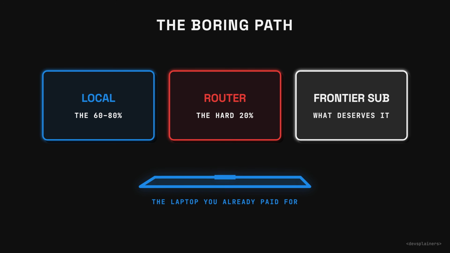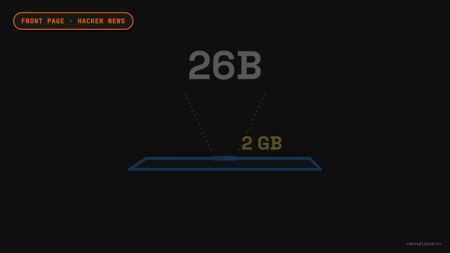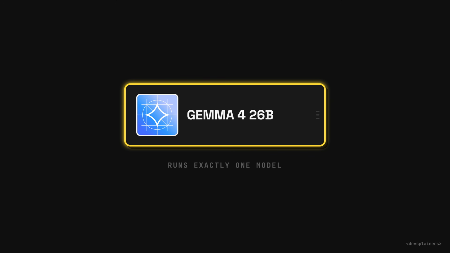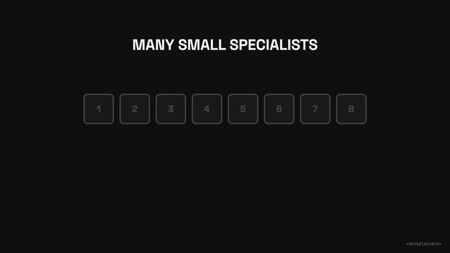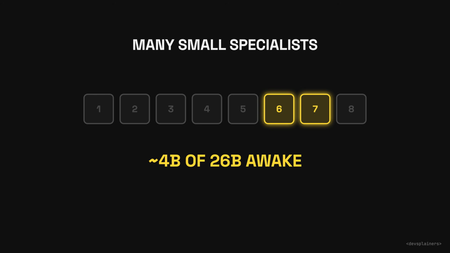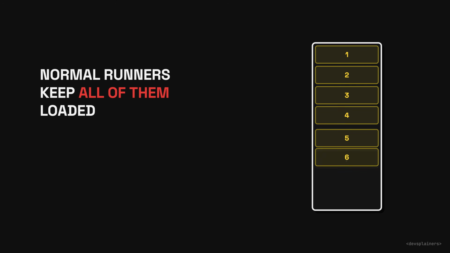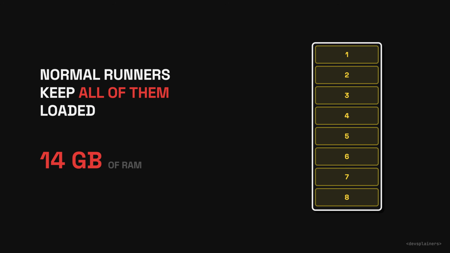The Hacker News project from our opener is called turbo-fieldfare, and it runs exactly one model, Google's Llama 4 26B, a mixture of experts design, meaning it's built for many small specialists and each word only weighs about 4 billion of the 26 billion parameters. Normal runners can't predict which specialists the next word will call, so they keep all of them loaded. 14 GB of RAM with most of it sitting idle.